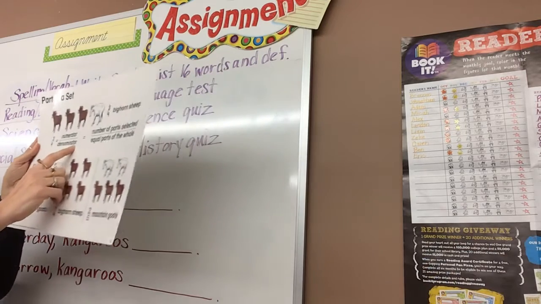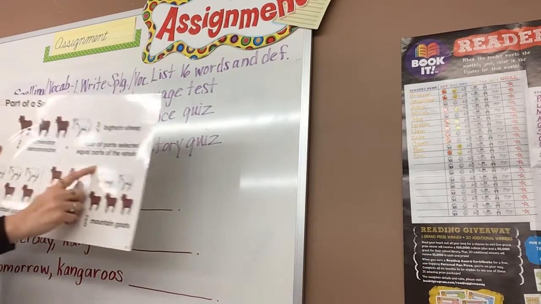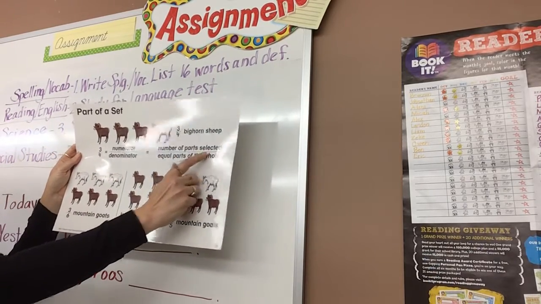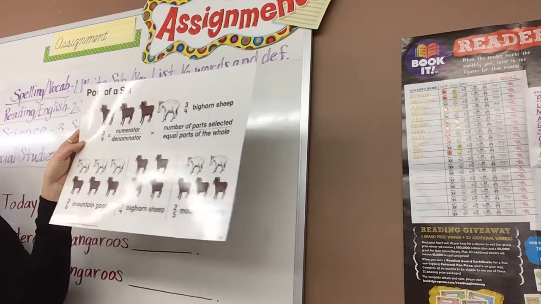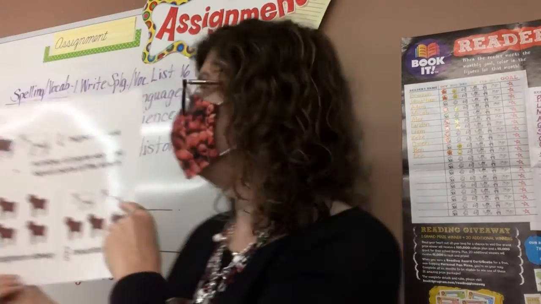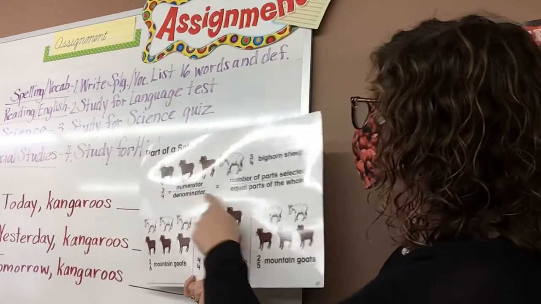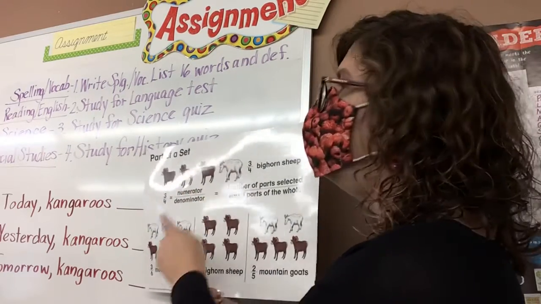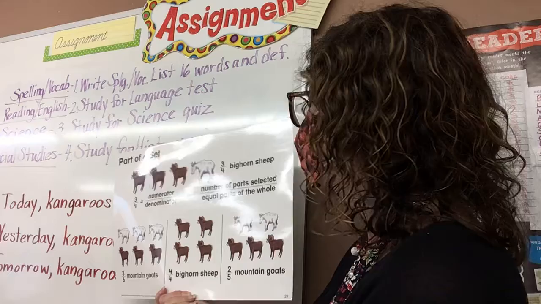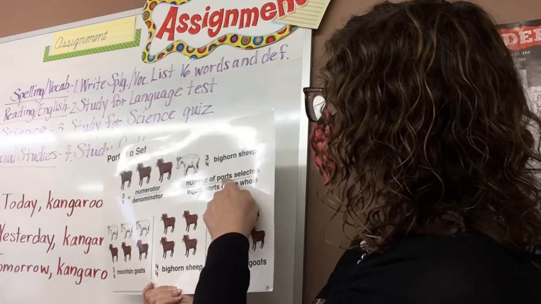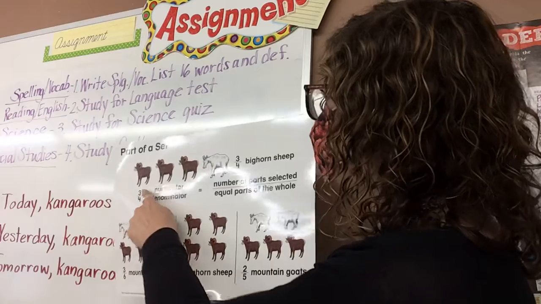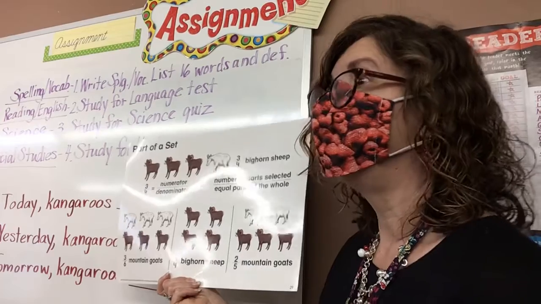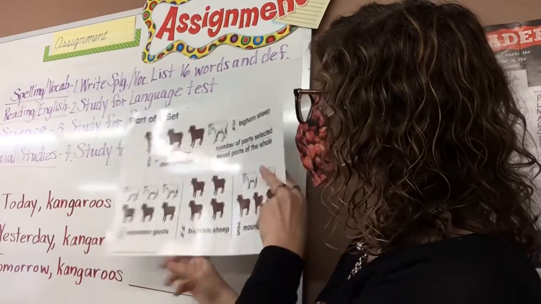So the denominator is what? Equal parts of the whole. What's your numerator? Number of parts selected. Does everybody see that? Alright, I need to move over here so the ones on the other side can see. So what's your denominator? Equal parts of the whole. So you look at the whole group, 1, 2, 3, 4 in the whole group. So that's where you get your denominator from. What is your numerator? Number of parts selected. They selected bighorn sheep. So how many bighorn sheep were there? 3. So that's where you got 3 from. 3/4.